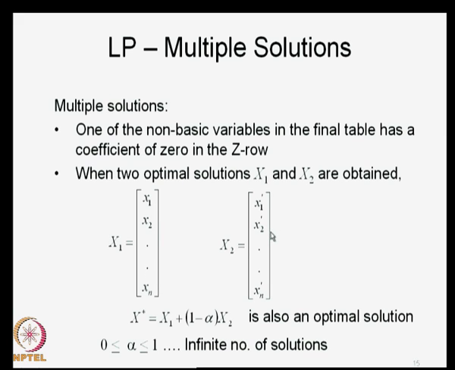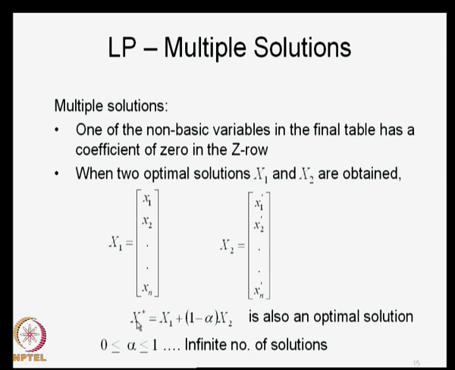Once you get two solutions, you can generate an infinite number of solutions. You capture two solutions by going to the next iteration, bringing into the basis that non-basic variable which has a coefficient of 0 in the z row. That generates another solution that still has the same optimal objective function value, and therefore this forms an alternate solution. And once you capture these two alternate solutions, you can generate infinitely many solutions.